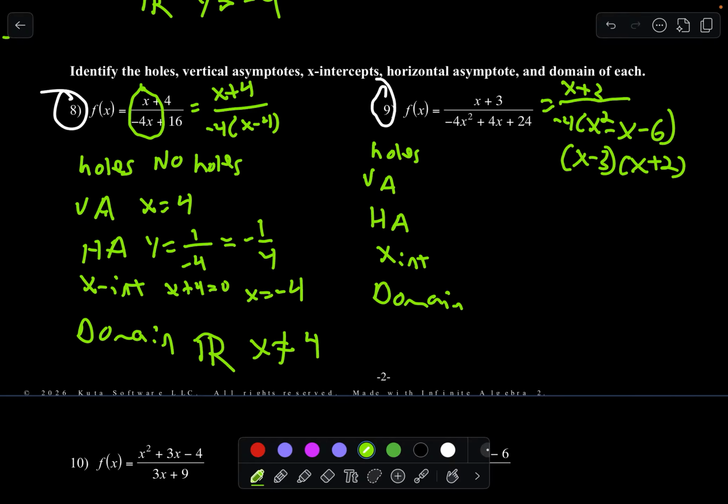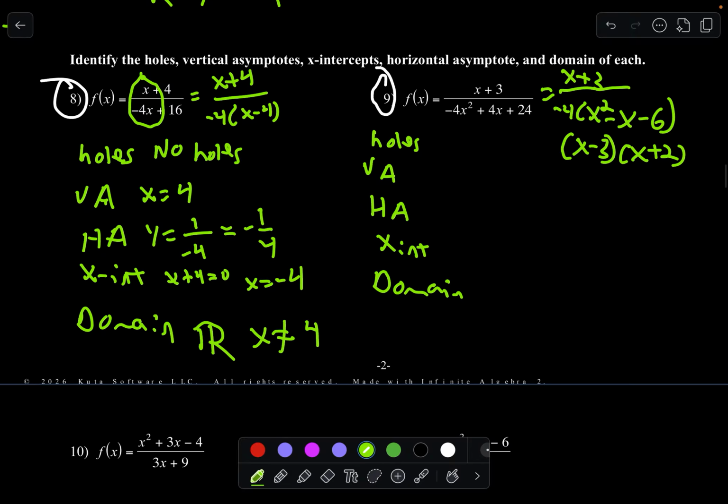All right. There is nothing common to top and bottom, right? We have an x plus 3 on top. If there had been x minus 3, then those two would divide out, and you'd have a hole at x equals 3, but it's x plus 3. So the holes, none. Vertical asymptote, there are 2. It's at x equals 3 and x equals -2, the two values of x that make the denominator equal to 0.